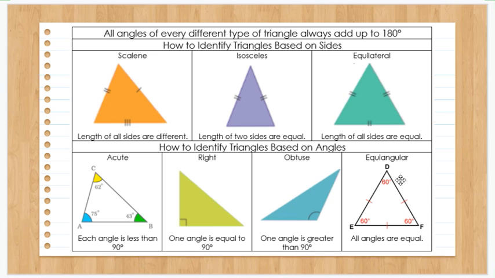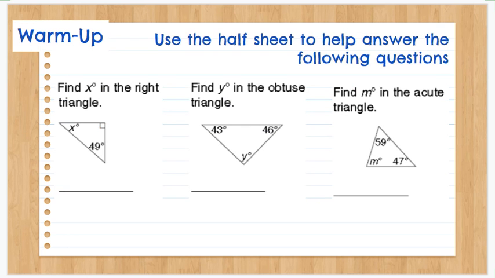And then our equiangular is whenever we have all three angles that are equal, and that would also go with an equilateral triangle. So all the sides are the same. Equiangular would mean that all three angles are the same. So using this information, we want you to complete this warm-up where you solve for x.